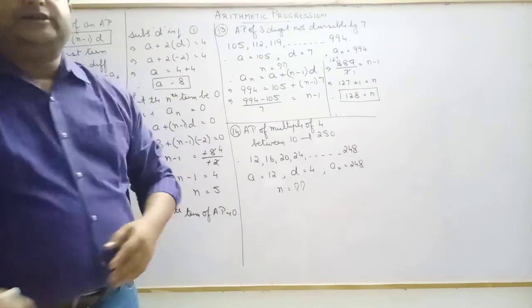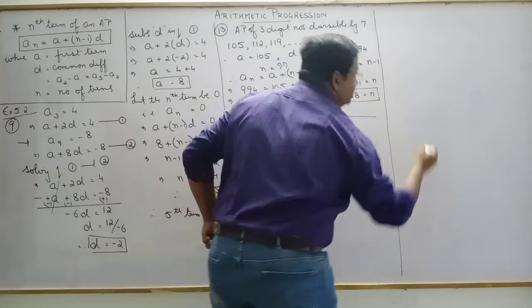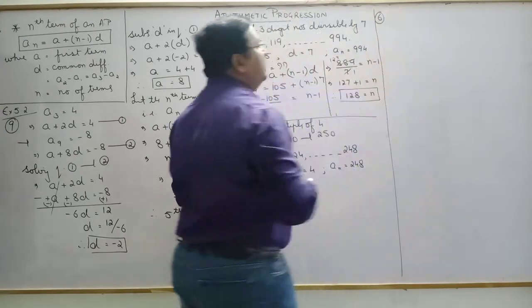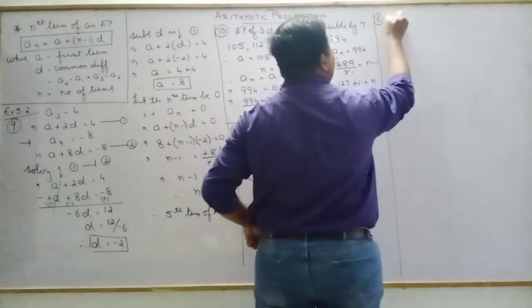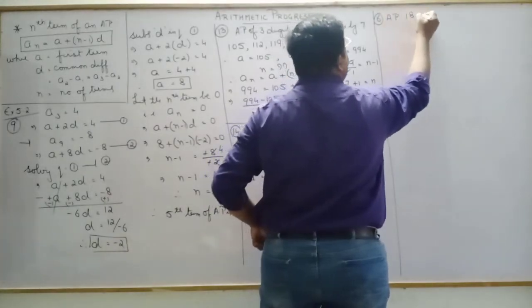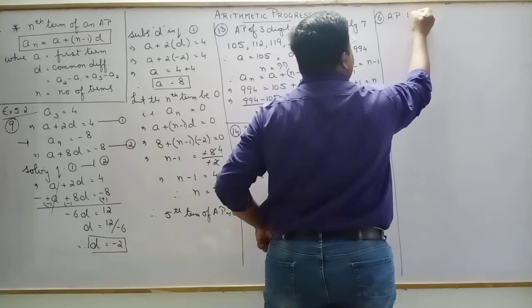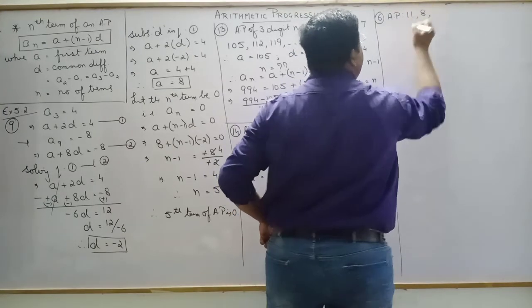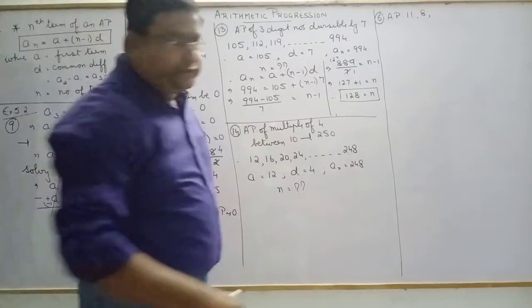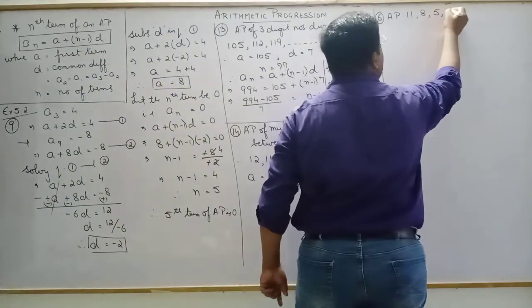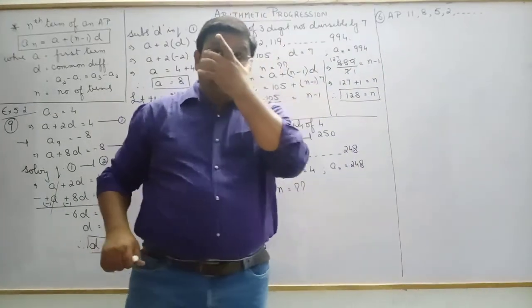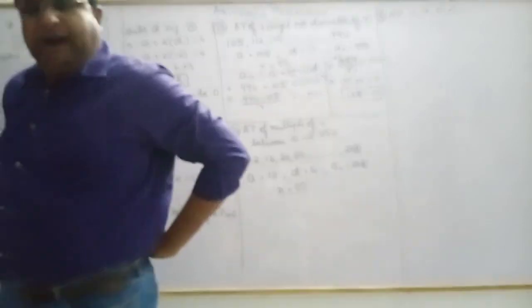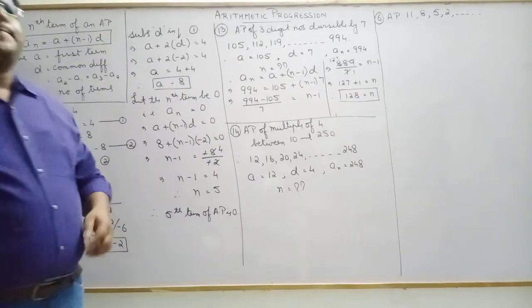Now a very important question, that is question number 6. Let us discuss this question. Check whether minus 150 is a term of the AP. The AP is given to us: 11, 8, 5, 2, and so on. Isn't it? This is given to us. And it says, check whether minus 150 comes in the AP or not.